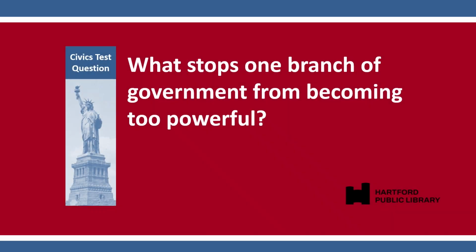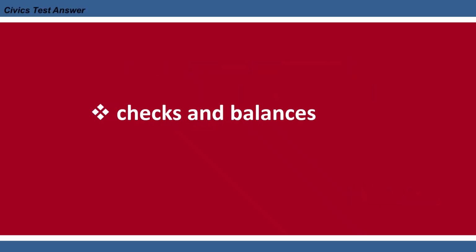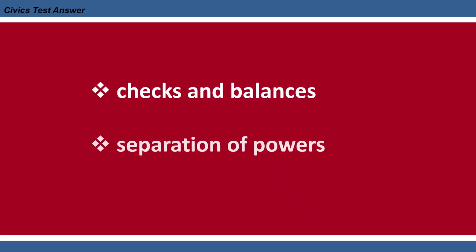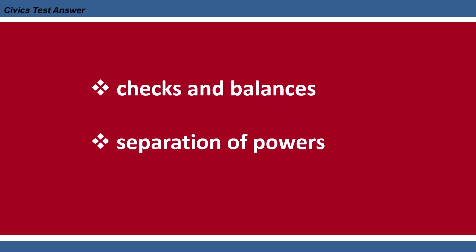Civics test question. What stops one branch of government from becoming too powerful? Checks and balances. The system of checks and balances and the principle of separation of powers are set up in the Constitution to stop one branch of government from becoming too powerful.